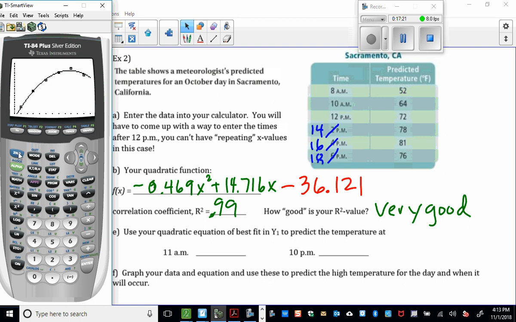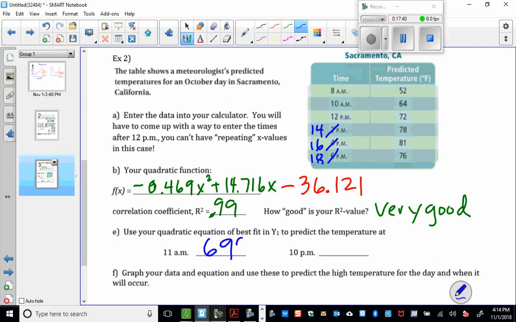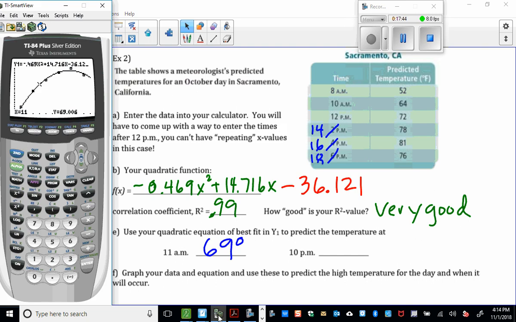Okay? Now I'm going to use my quadratic equation to predict the temperature at these two times. So this is just like last time. I want to figure out at 11 o'clock, X is 11, what's Y? So I'll go to second calc, value, and I'll type in 11. So this says at 11 o'clock the temperature is right around 69 degrees. Because that's my output there, that's my Y. Right? These are all the X's, these are all the Y's.